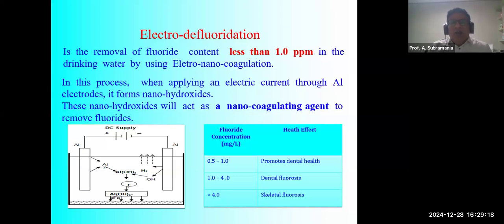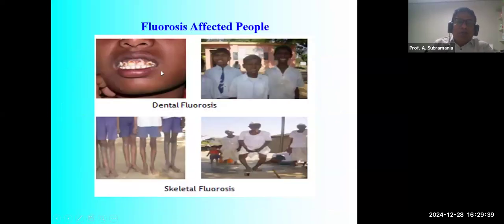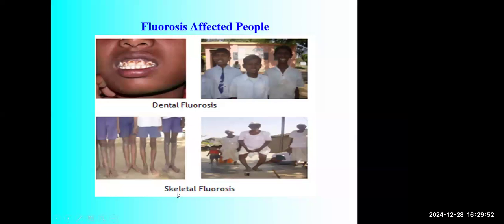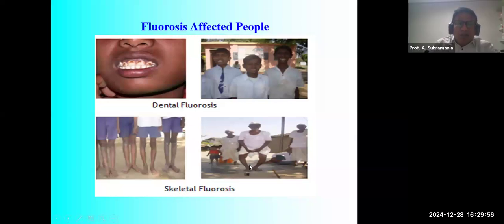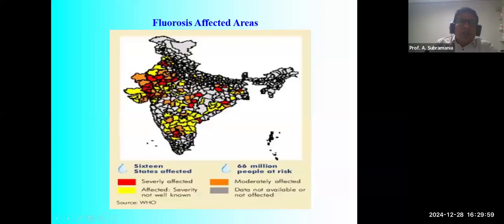Whereas if the fluoride ion concentration is 1 to 4 milligram per liter, that is 1 to 4 ppm, that will create dental fluorosis. Whereas if the concentration is more than 4 ppm, that will create skeletal fluorosis. See, these are fluorosis affected people. If the fluoride content is more than 1 ppm, that will create dental fluorosis. If it is more than 4 ppm, that will create skeletal fluorosis. This is skeletal fluorosis. See, these are the fluorosis affected areas. The red spots indicate the severely affected areas in India.